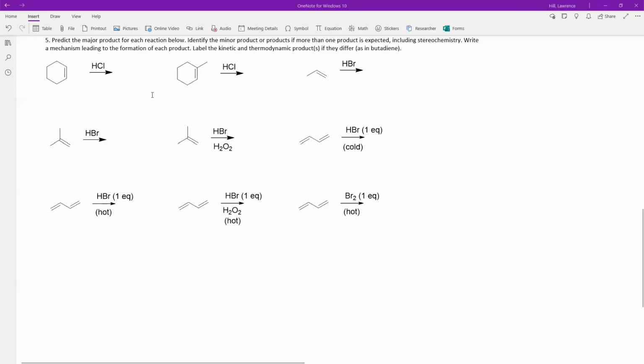All right, so question 5 from the worksheet is: predict the major product of each reaction below. Identify major or minor products if more than one product is expected, including stereochemistry. Write a mechanism leading to the formation of each product and label the kinetic and thermodynamic products if they differ, as in butadiene.